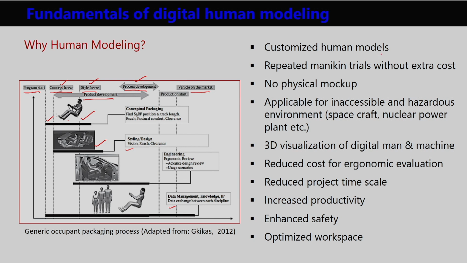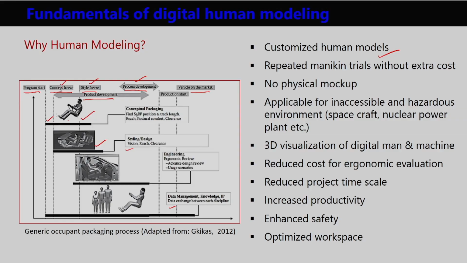First, customized human model. We can generate a customized human model using digital human modeling software. What does customized digital human model mean? It means we can develop the model as per our requirement. It may be as per the age variation, children model, adult model or aged model. At the same time, we can go for sex variation, male model, female model.